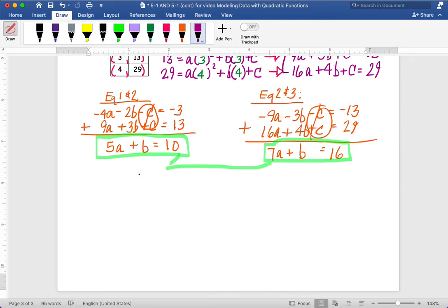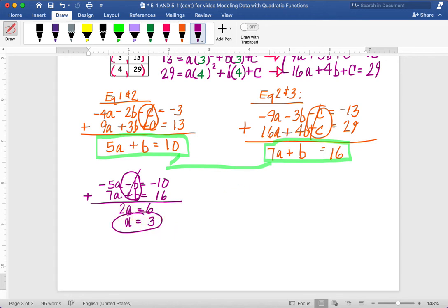All right. I'm going to multiply this equation by negative 1. So I get negative 5a subtract b equals negative 10. 7a plus b equals 16. Here are my opposites. They go. I can now add. This is 2a equals 6. So a equals 3.